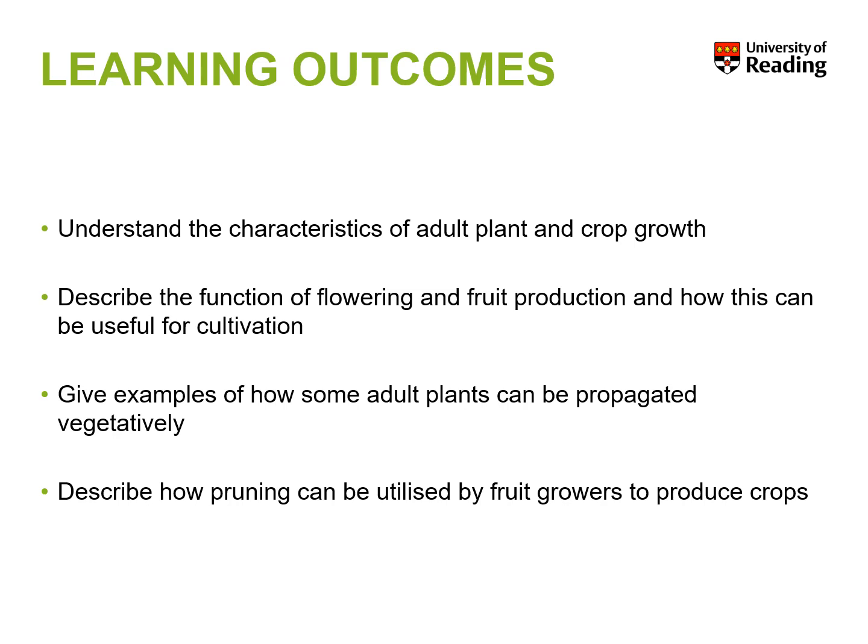So by the end of this screencast, you'll have an understanding of the characteristics of an adult plant and its crop growth. You'll be able to describe the function of flowering and fruit production and how this can be useful for cultivation, give examples of how some adult plants can be propagated vegetatively, and describe how pruning can be utilised by fruit growers to produce crops.